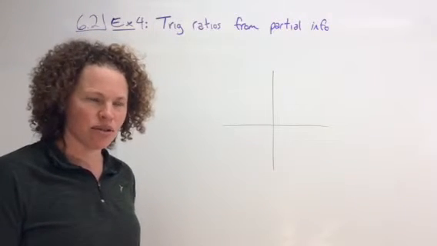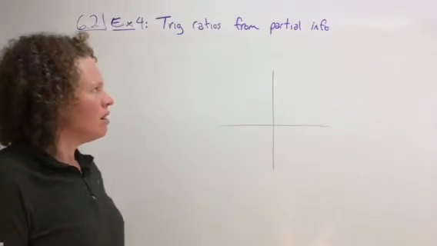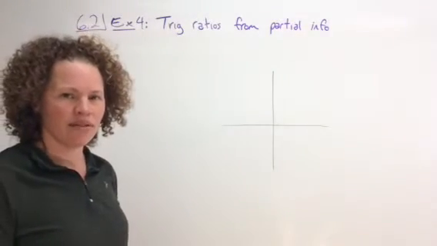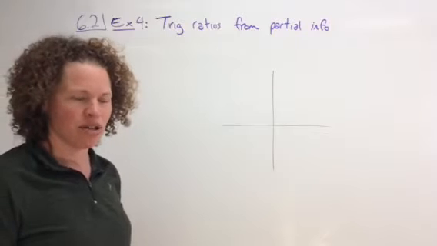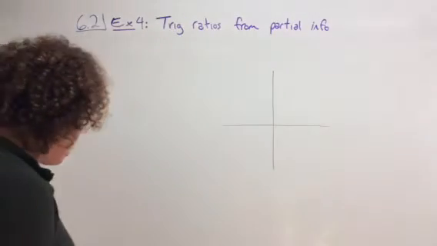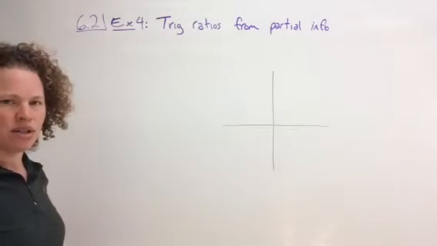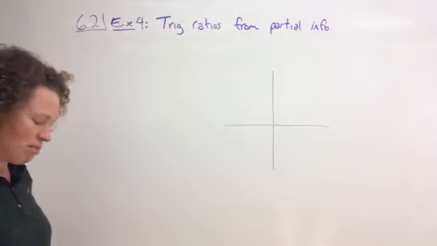Well, that's ominous. Trig ratios from partial information. So basically, they're going to give you some information and then ask you to find all of the rest of it, which you've done a million times in different ways. This time, they're going to give you one of the ratios and expect you to find the rest of them. Not a big deal.